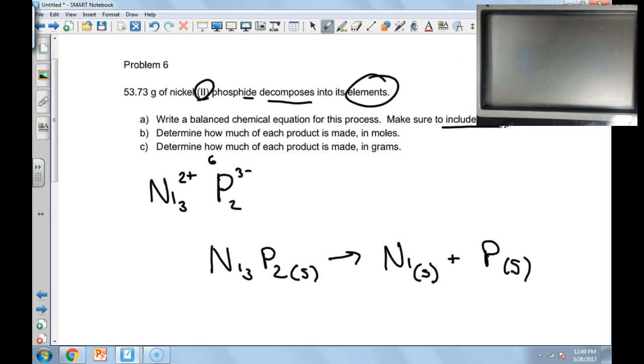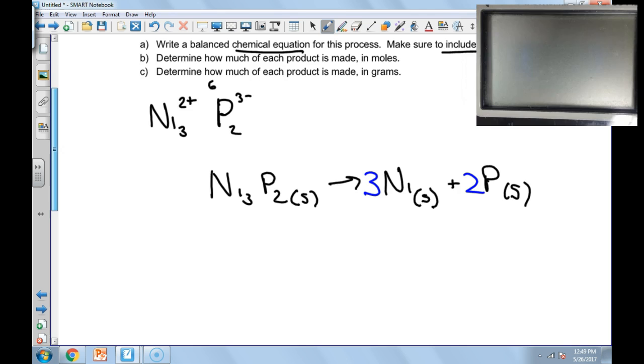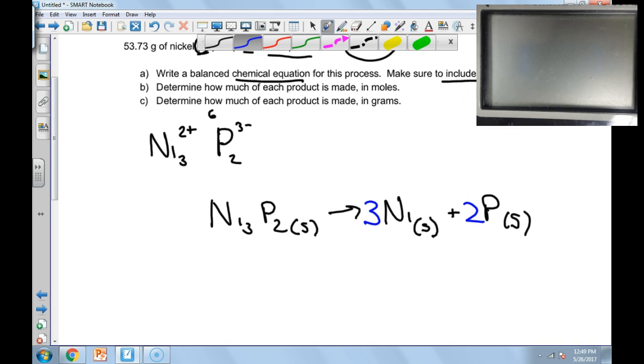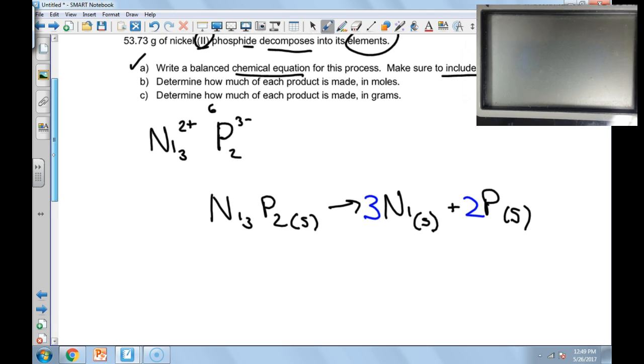So now we've included the states, and we've made a chemical equation, so now we just have to balance this guy. I'm going to balance it in blue, and notice we have 3 nickels, so I'm going to put a 3 here. We have 2 phosphoruses, so I'm going to put a 2 there. That is pretty straightforward balancing. So that makes us done with part A.